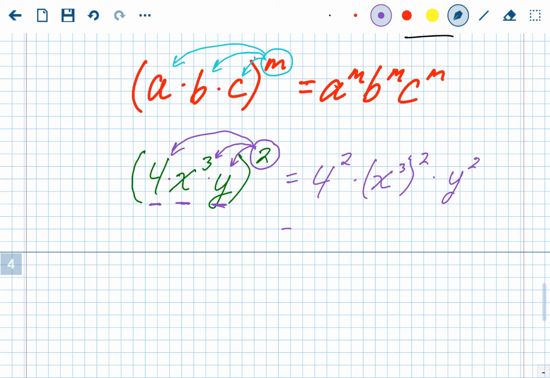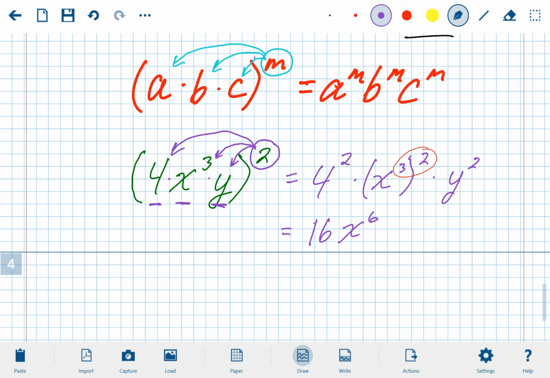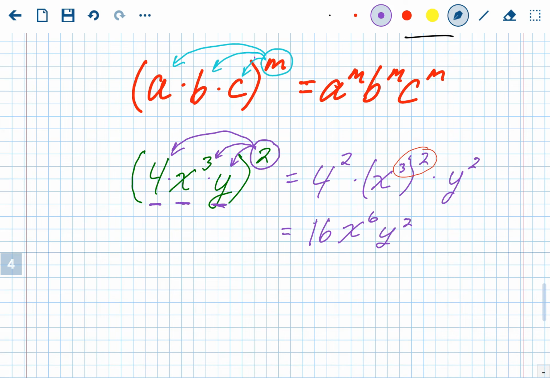So now when you simplify this, 4 squared, 4 times 4 is 16. Okay, you always want to simplify your numbers. X to the third squared, power raised to a power, like I said, multiplies. So 3 times 2 is 6. And then y squared is just y squared.